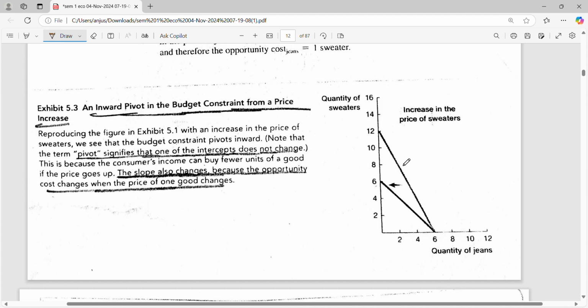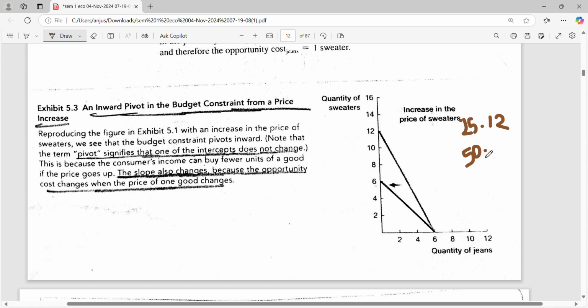We say it is a pivot because one of the intercepts is not changing. The quantity of jeans is not changing, only the quantity of sweater is changed. That means the income is fixed. Let's say earlier the price of sweater was 25 rupees, so you could buy 12, but now it has increased to 50 rupees. The price of the sweater now is 50 rupees.